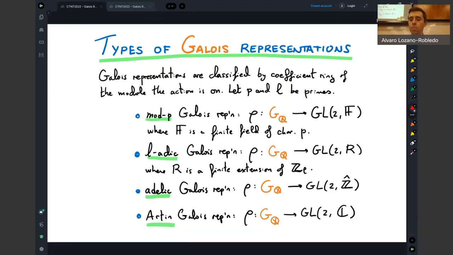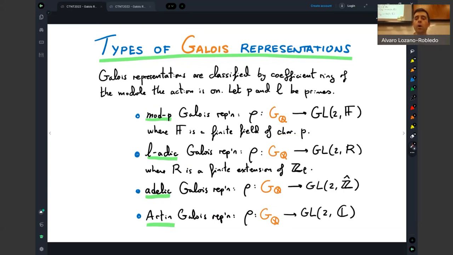Galois representations are actually classified by the coefficient ring. Remember that they are maps from the Galois group to the automorphisms of some module over some ring. So that ring determines what we call these Galois representations. If it is a module over a finite field, a finite field in characteristic p, you can think of that just as F_p or F_p squared, F_p to the n, and so on, then we call that a mod p Galois representation.